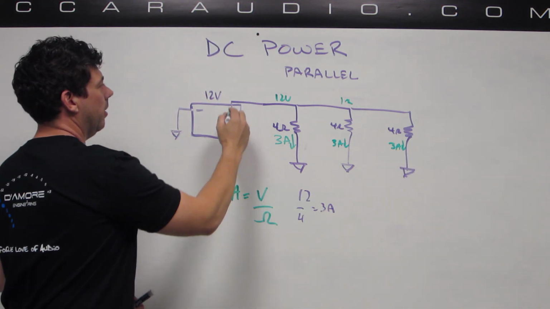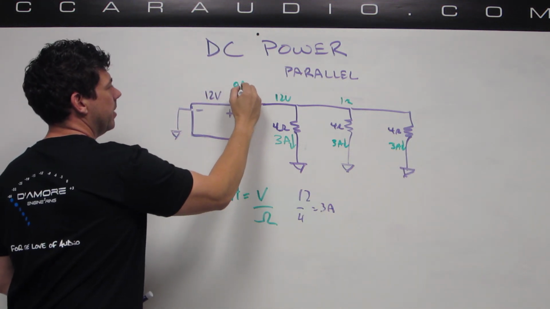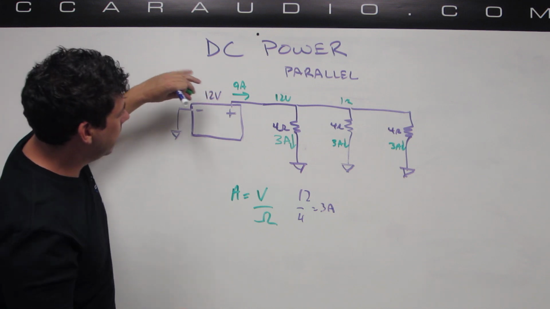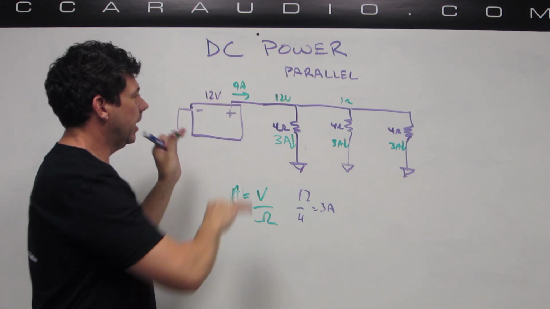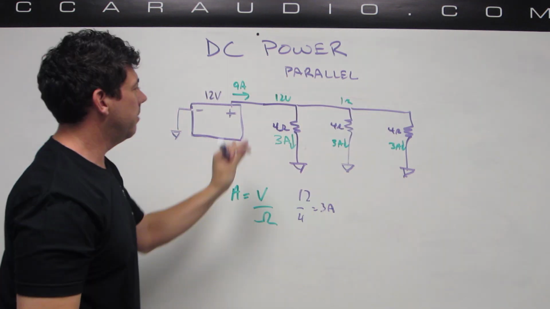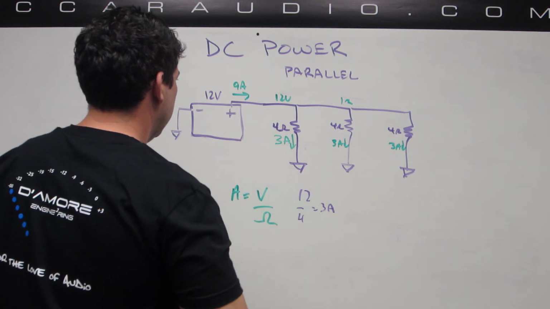So the total current leaving the battery here will be 9 amps. It's like a wide freeway here, 9 amps going down it. And then they all take their own little route, and there's 3 amps on each one of those little branches. So that's how that works out.